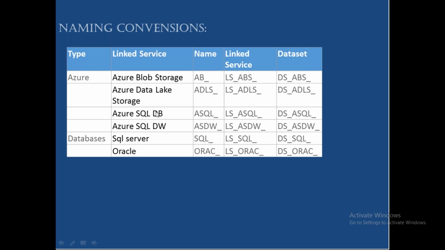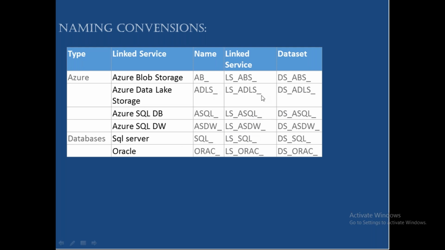If you want to create a linked service for SQL DB, linked service means ls will come. Data set means ds will come, based on the source. If it is an Azure source, an a will come. Azure means a will come. If it is not Azure, if it is on-premise, then a will not come. You see, after ds or after ls, a is not there.